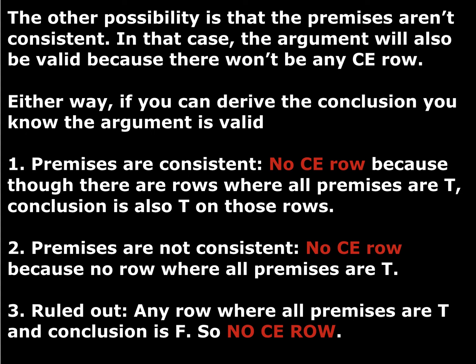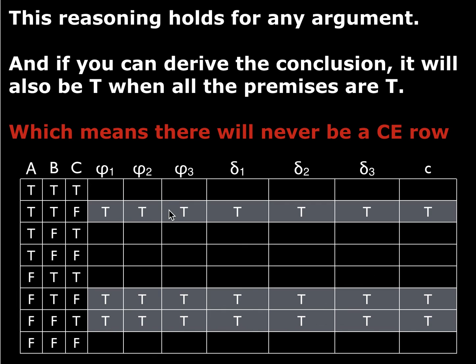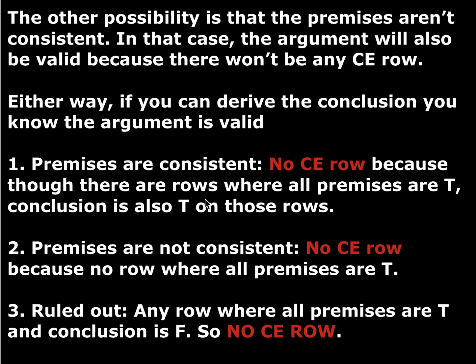Why? Let's walk through the reasoning. The other possibility is the premises aren't consistent. So there's two options. The premises are consistent or they're not. If they are consistent, then this is what's going to happen. If they're consistent, that means there's at least one row where they're all true. Any row where they're true, you're going to extend that truth out to the conclusion. You won't find a counterexample row, so it's valid. So that's one possibility. Premises are consistent. You won't find a counterexample row because even though there are rows where the premises are all true, the conclusion is still going to be true on those rows. Okay, so you won't find a counterexample row.